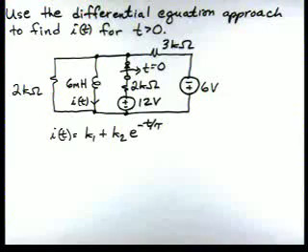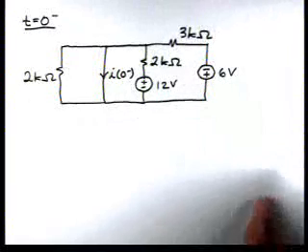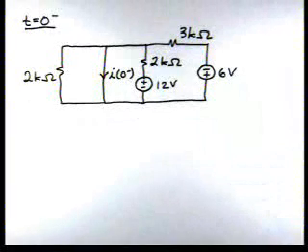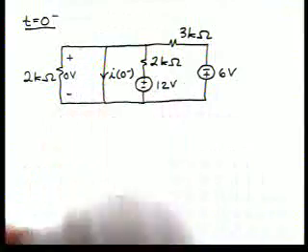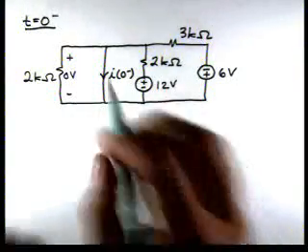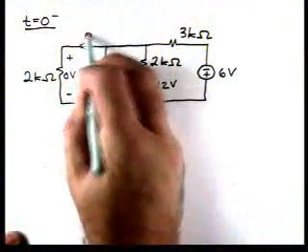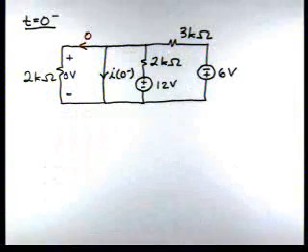And to start, let's look at the circuit at t equals 0 minus so that we can calculate our initial conditions. Here's our circuit at t equals 0 minus. Remember, we assume that the circuit is in steady state, so our inductor is replaced by a short circuit. So if we look now, the voltage across our resistor is 0, so that means the current through here is 0.